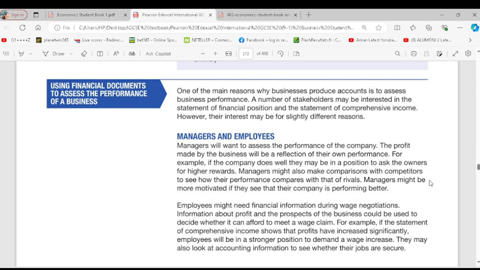For managers, they are the ones that are in charge. They make decisions about the day-to-day running of the business. Yes or no? Yeah. So what is their interest in assessing the performance of the business? Their interest is because whatever happens to the business, it will be measured. It becomes a measure for their own success or a measure for their own performance. So a business has to do well. For managers, they want to see the business doing well. So if the business is doing well, it means they are performing well too.